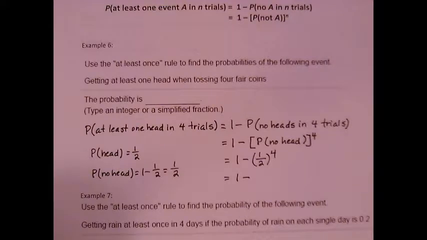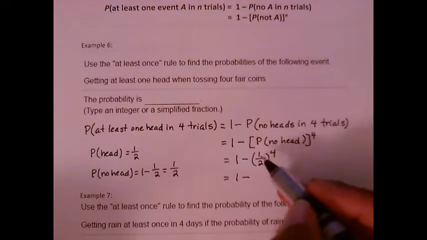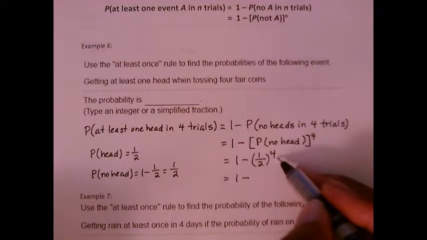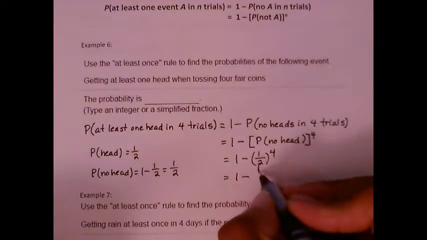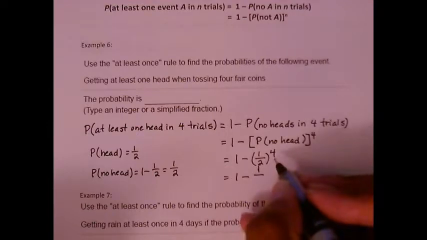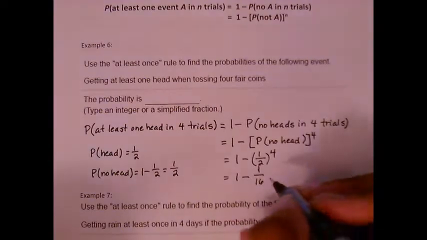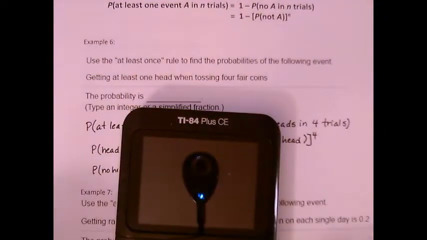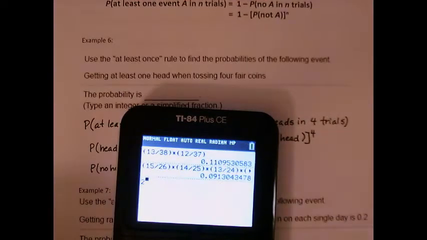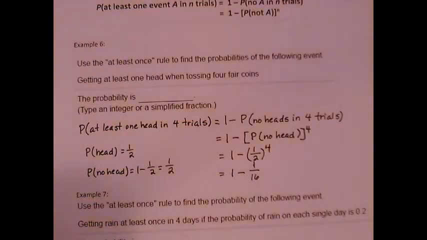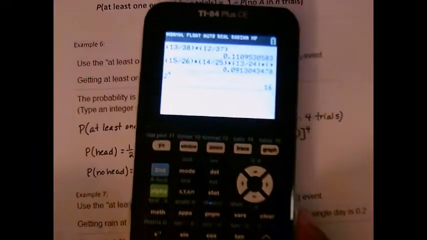Let's see, they want this as a simplified fraction. So if I do 1/2 raised to the 4th power, that means I need to raise the numerator to the 4th power and raise the denominator to the 4th power as well. So if I do 1 to the 4th power, that's going to be 1 over 2 to the 4th, which is 2 times 2 times 2 times 2, which is 16. And you can do that in the calculator if you want to. 2 and then the hat key, which is right here for your exponent, and then 4. That gives you 16. And let's do 1 minus 1 over 16.